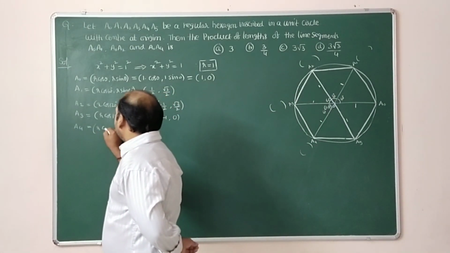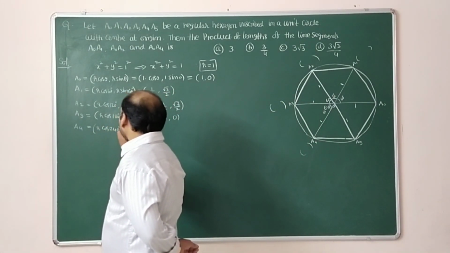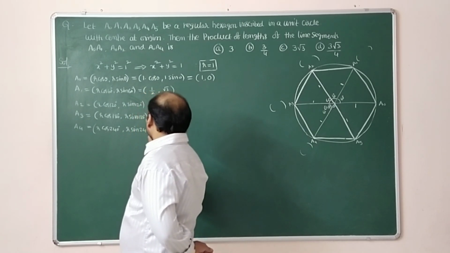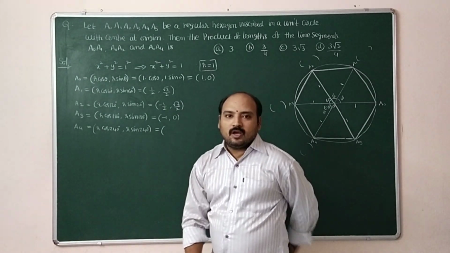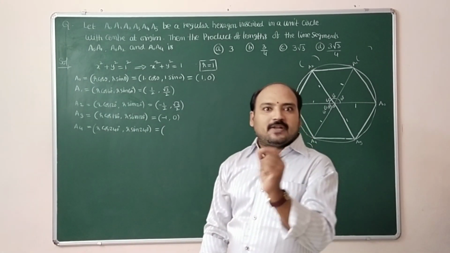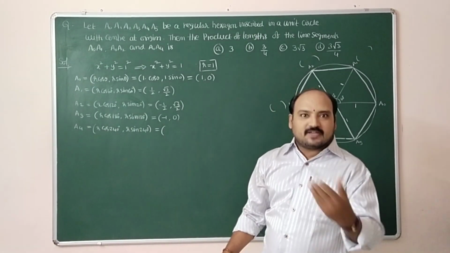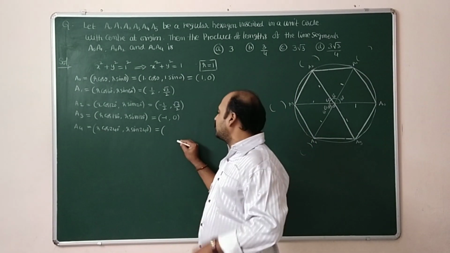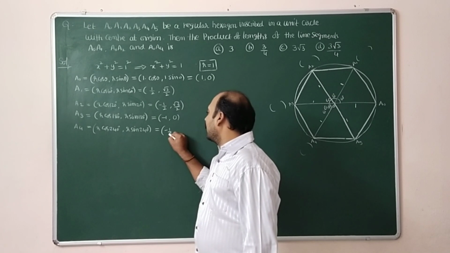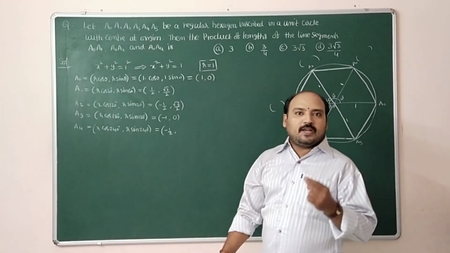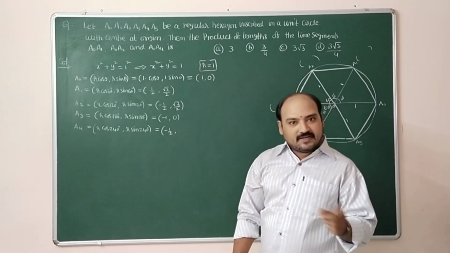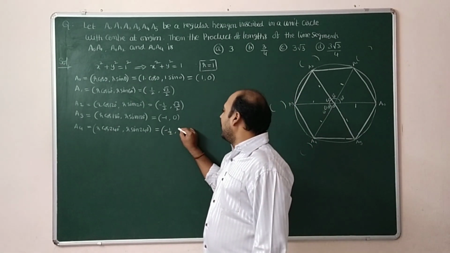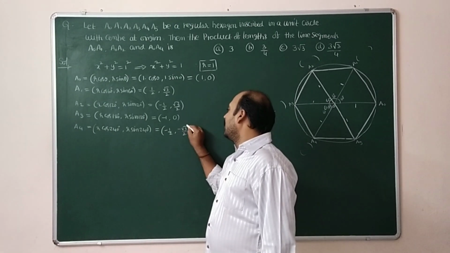So R cos 240 degrees, R sin 240 degrees. R value is 1. Cos 240 is cos of 180 plus 60, and cos of 180 plus theta is minus cos theta. So it is minus cos 60, that is minus 1 by 2. Sin of 180 plus theta is minus sin theta. So here minus sin 60, root 3 by 2, minus root 3 by 2.